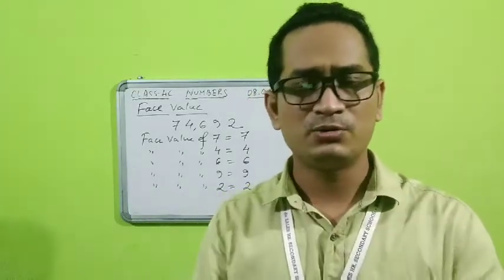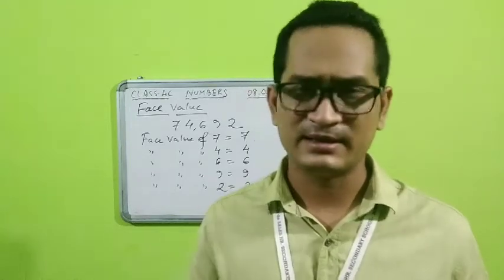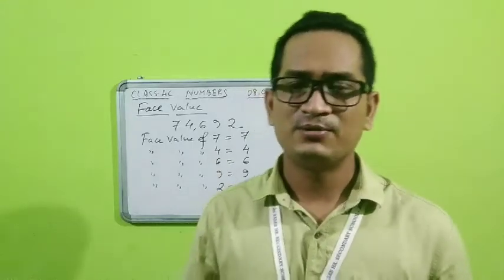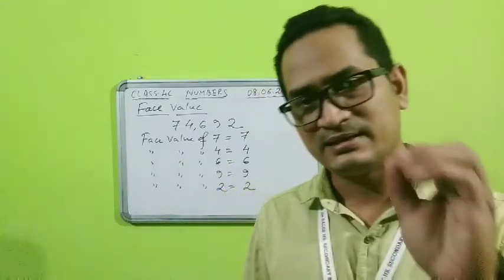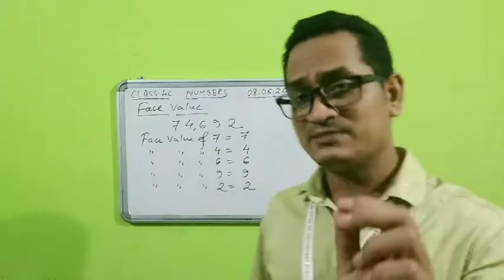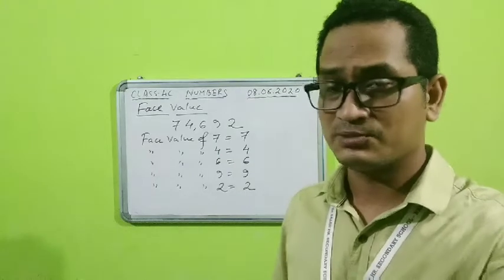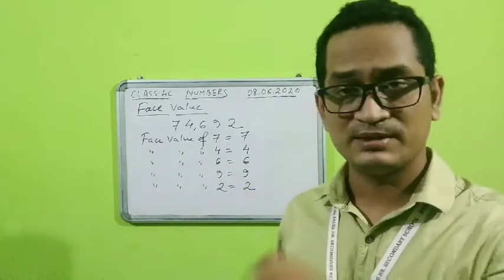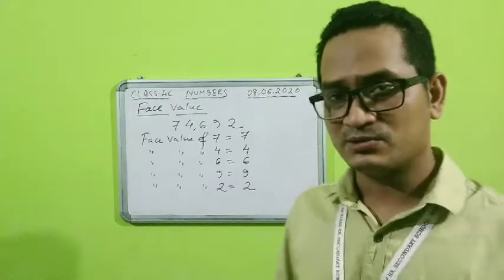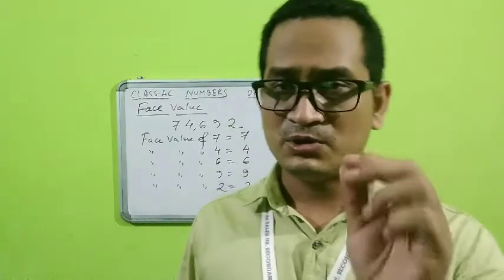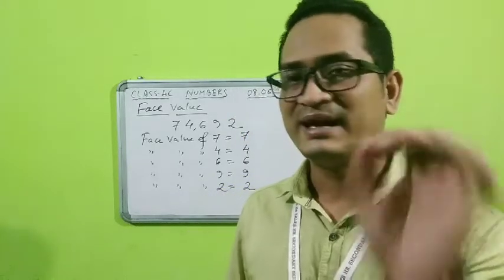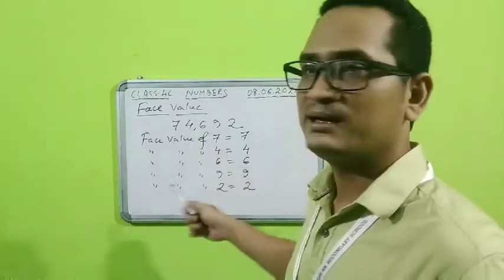No need to multiply. No need to do any operation. No need to plus, minus, divide, nothing. You see the digit, whatever the digit, that will be the face value of that particular digit. That is, the digit itself is called the face value. And to get the place value, you need to multiply the digit and the place. That will be the place value. So to get the place value, you need to do some work. Fine. But to get the face value, you don't need to do anything. You simply need to write down the digit itself.